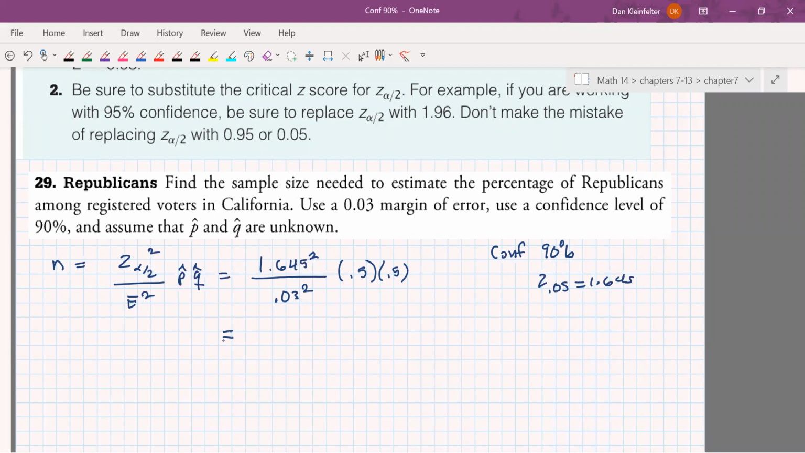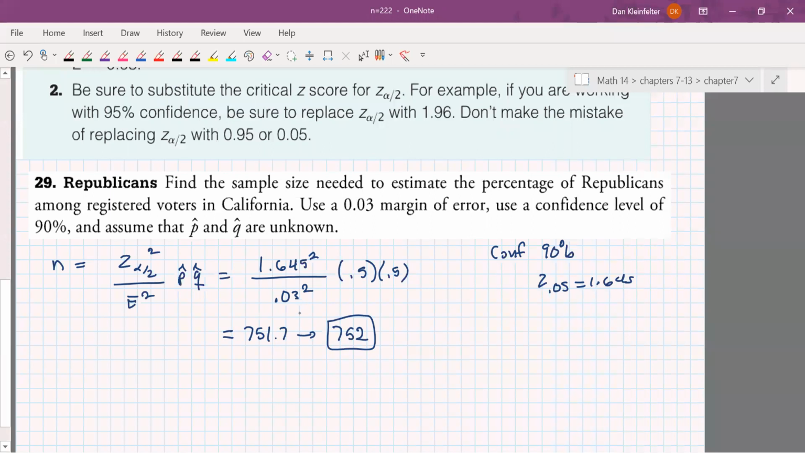Okay, so I'm getting 751.7. Since this is a number of people that we're surveying, it needs to be a whole number. And so we'll always round up here. That is going to give us a more conservative answer if we always round up. This one we would have probably rounded up anyways because it's 0.7, but we would always round up to give a more conservative answer. So 752 would be our sample size.